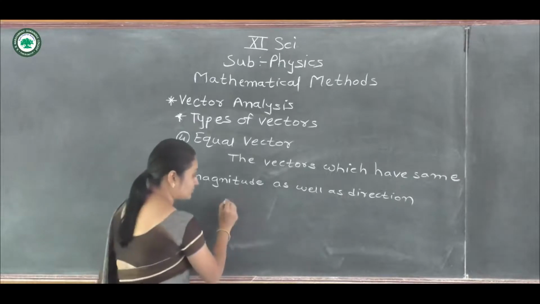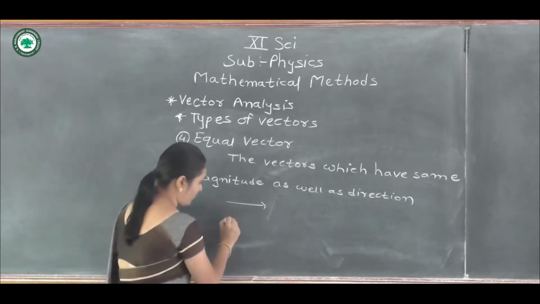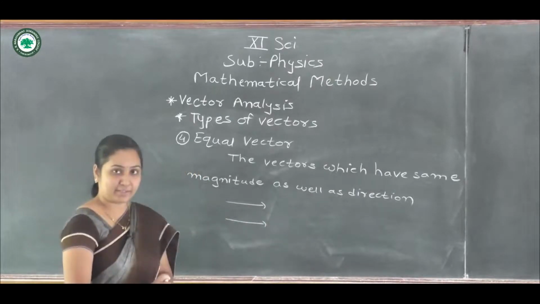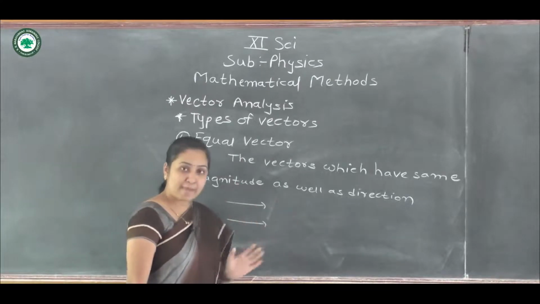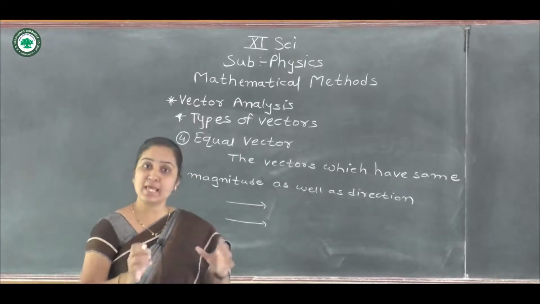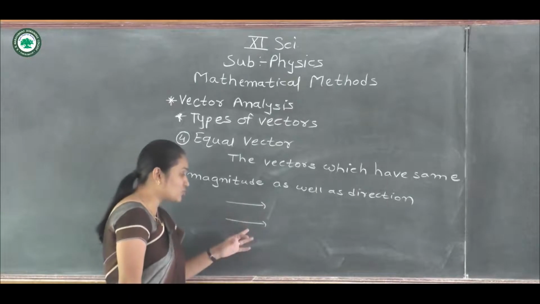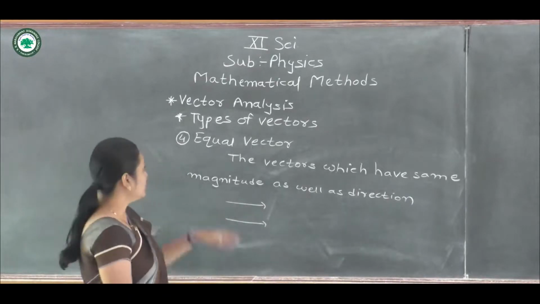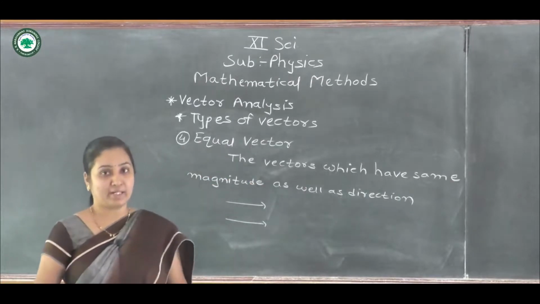So this is one vector, this is the second vector. Now these two vectors have the same magnitude as well as the same direction. Then we can say these two vectors are equal vectors. So this is about the fourth type of vector, that is the equal vector.